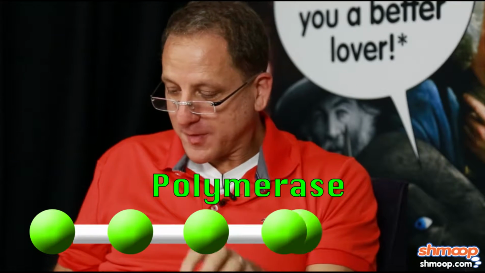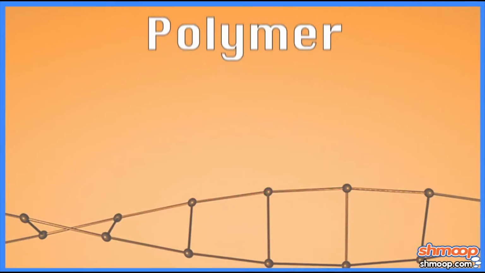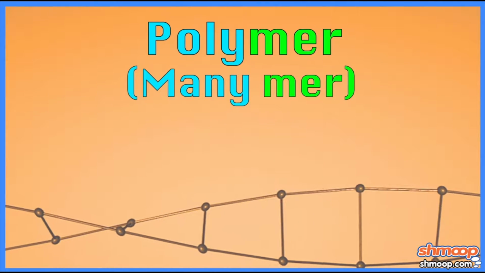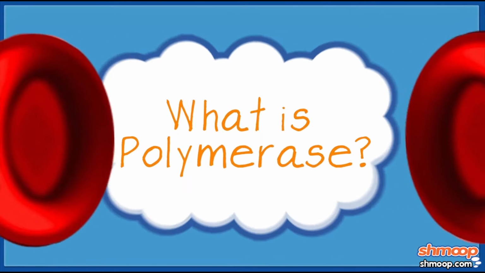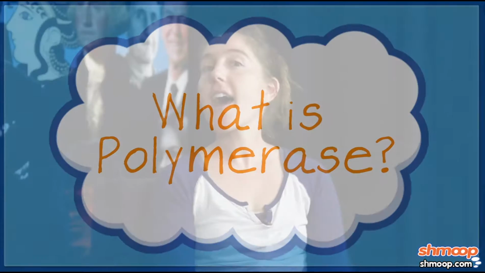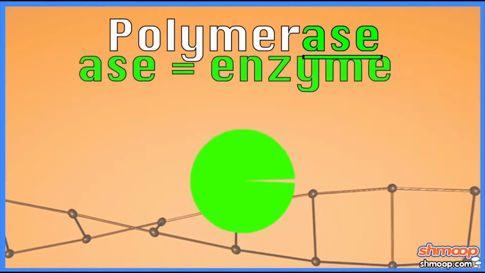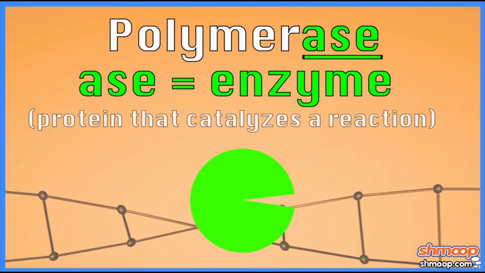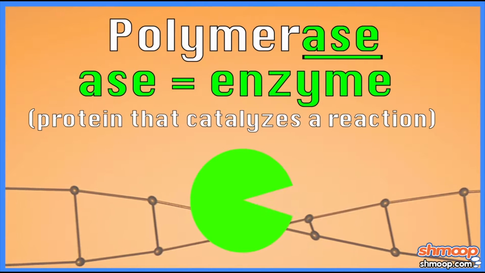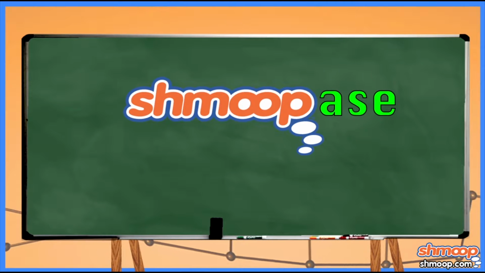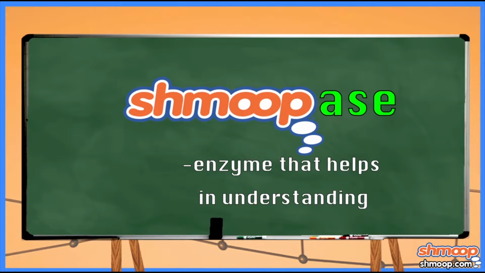Polymerase. You've used that term a bunch. Now, polymer is many mer. What's a polymerase? Yeah, so whenever you hear a term that has ACE in it, it basically tells you it's an enzyme. So it's a protein that does some reaction in the cell, catalyzes a reaction, and usually the ACE refers to whatever was earlier in the word. Got it. So Shmoopase is the enzyme that helps you understand things better. Got it. Okay.